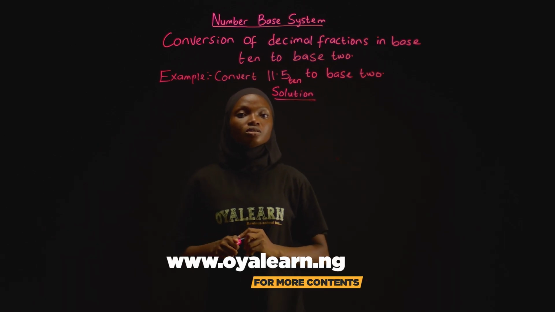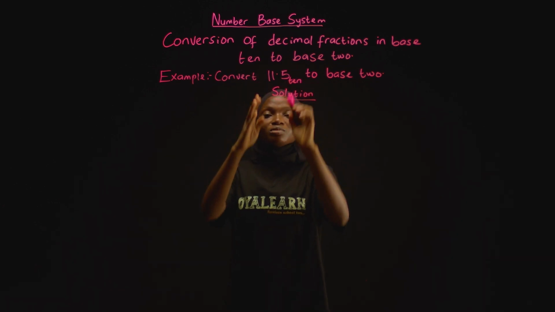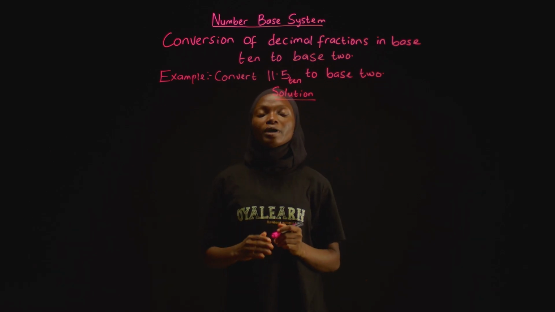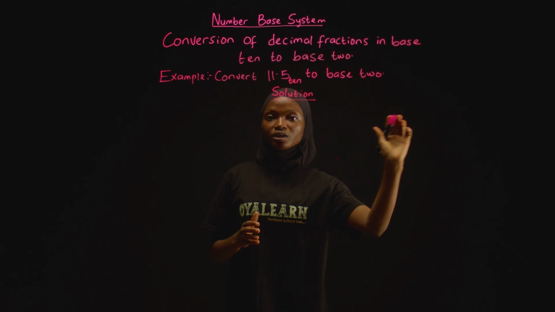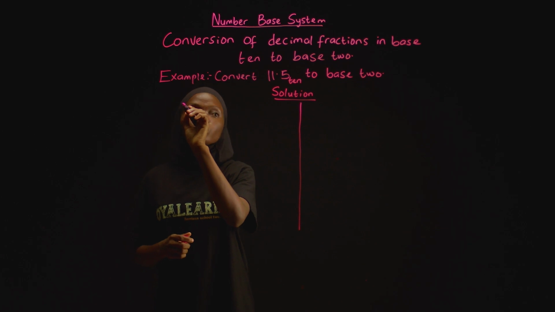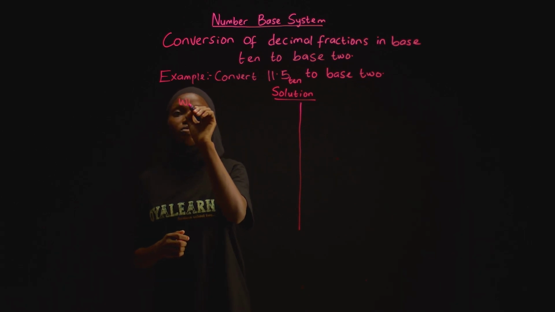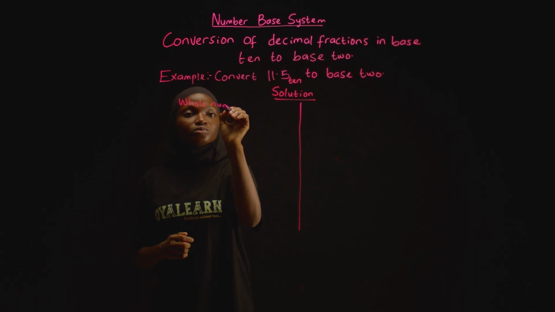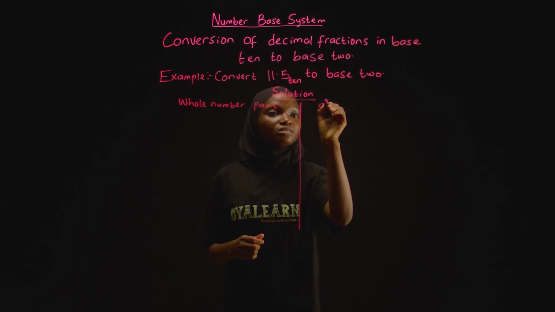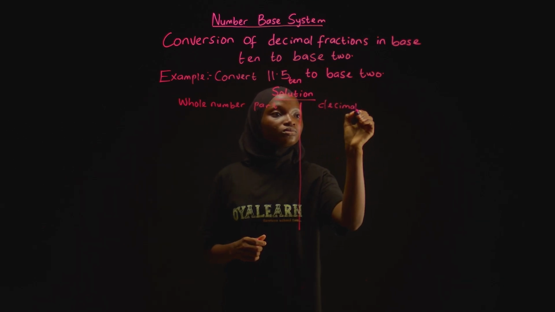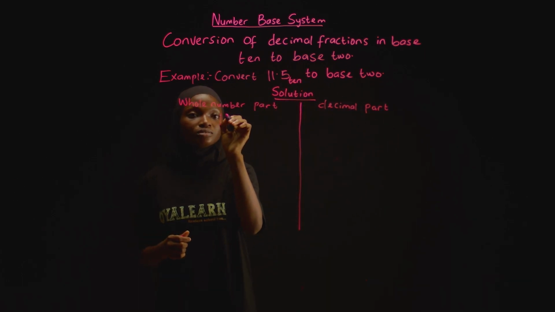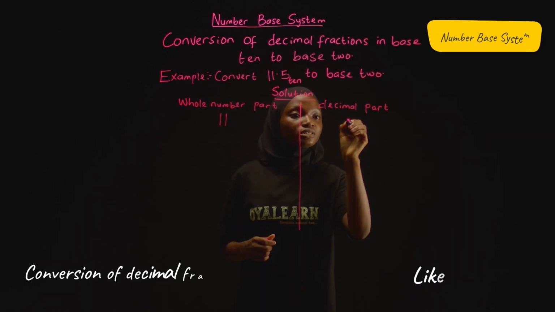To do this, we split the decimal fraction into the whole number part and the decimal part. Now for this 11.5, the whole number part is 11, the decimal part is the 0.5. So let's split that first. So this side, the whole number part, here you have the decimal part. And from the question, the whole number part here is 11. The decimal part is 0.5.